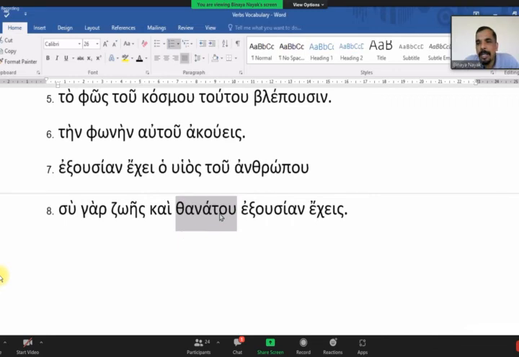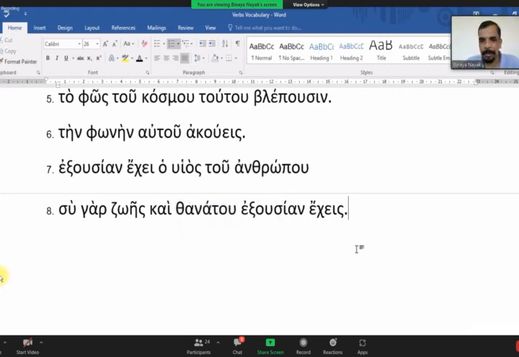Thanatos. Did anybody go through the noun chart provided last Friday? You have this word, Thanatos. Thanatos means death. So it is in the genitive case, right? Yes, genitive case, both zoes and thanatou. So life and death. What you say, you have authority over, we can say for our translation's sake, our life and death. Zoes kai thanatou.